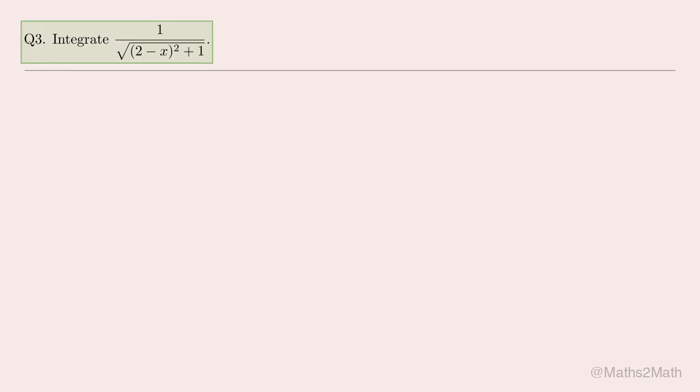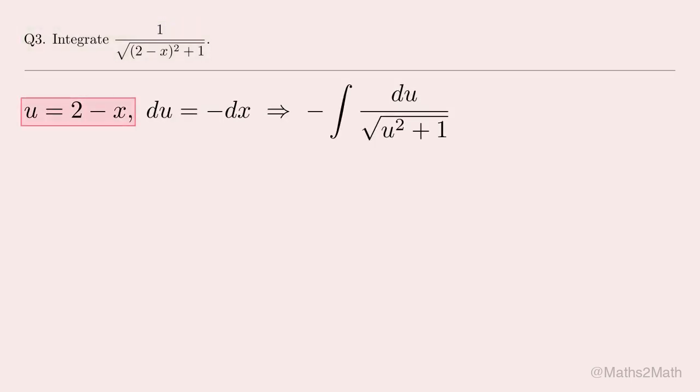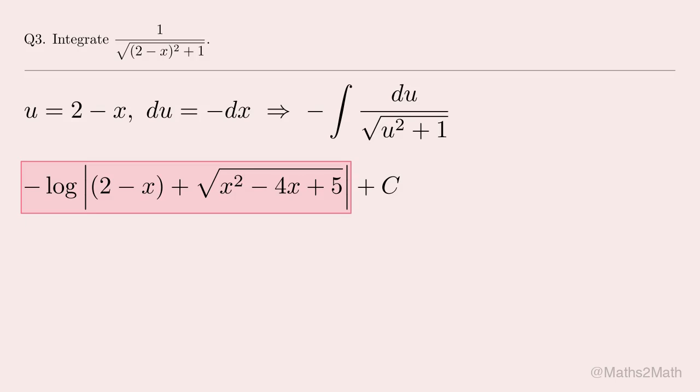Question 3. The same log pattern with a reversed linear inside. The substitution flips the sign. U equals 2 minus x gives du equal to minus dx. Minus the log, with the root written back in x.